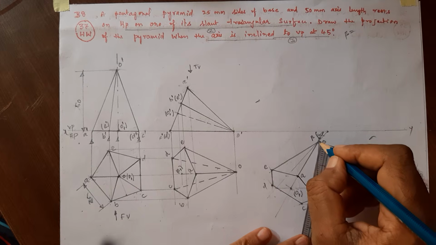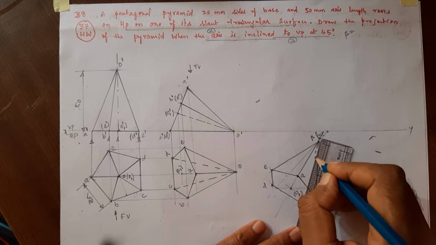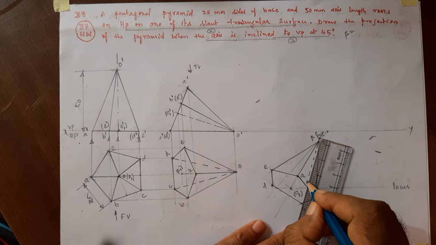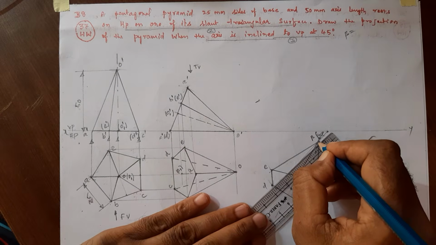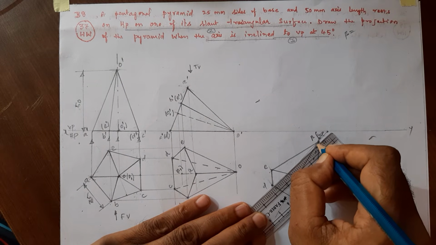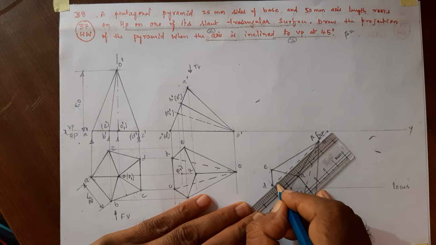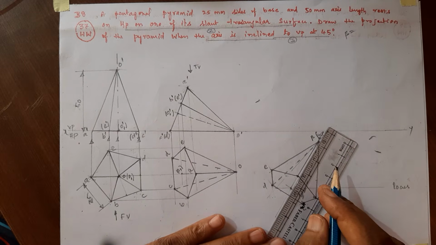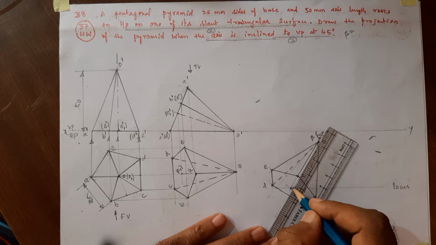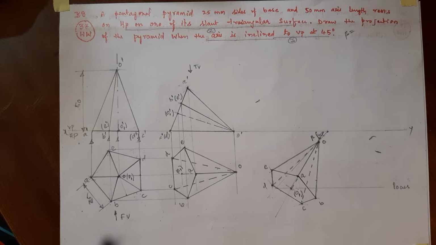Then O to C is dotted line, then O to D is also dotted line, then O1 to O is axis. O to O1 is axis. So this is the top view, and we have to draw the front view of this.